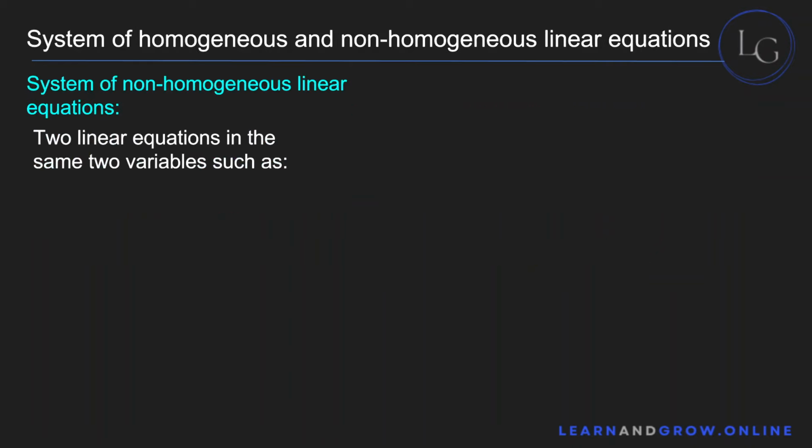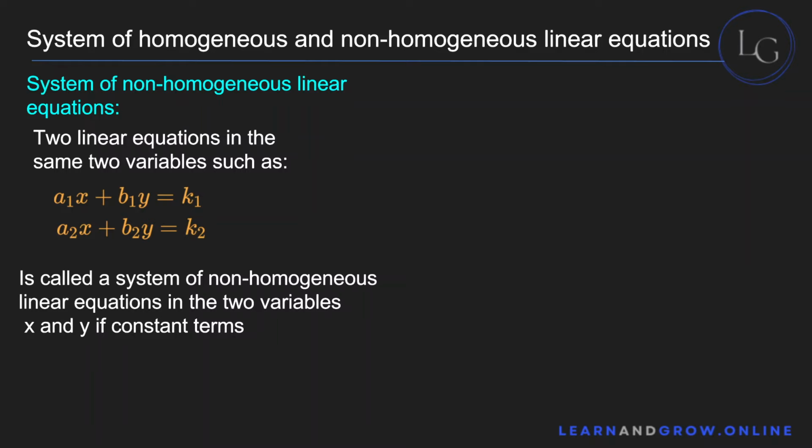Now, a system of homogeneous and non-homogeneous linear equations. So a system of non-homogeneous linear equations, you have a1x plus b1y is equal to k1, a2x plus b2y is equal to k2. These are two linear equations, and they are a system of non-homogeneous linear equations if k1 and k2 are not 0.